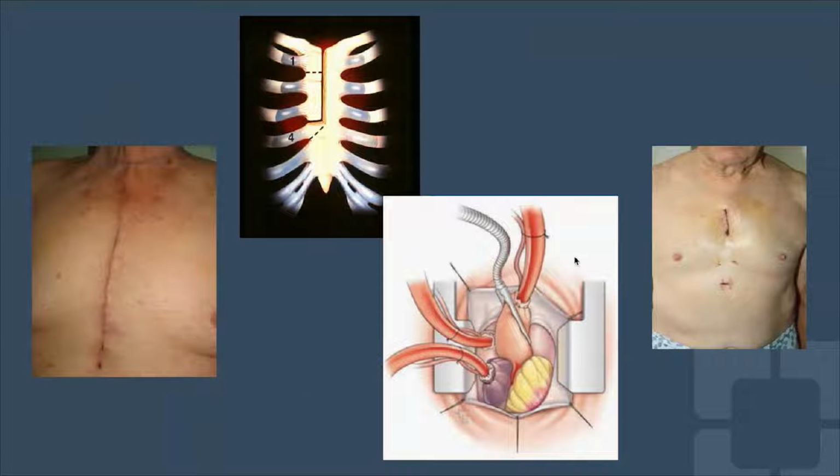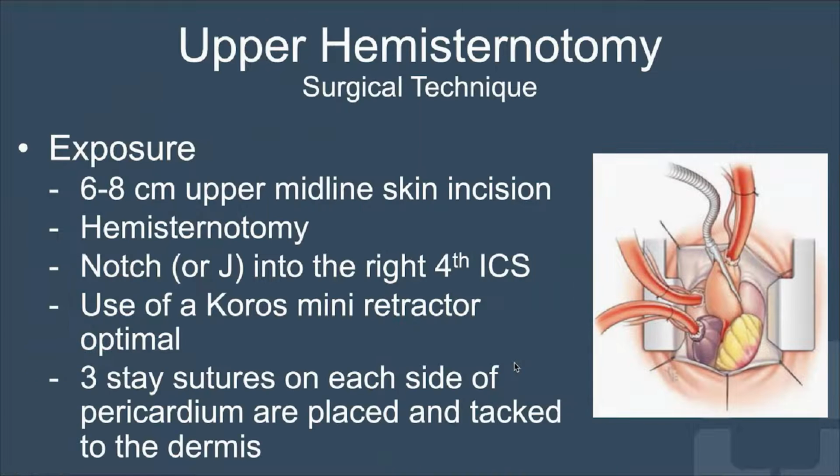And now the most common way of placing an aortic valve replacement is through a mini upper hemisternotomy, where we either go into the third or fourth intercostal space, through an upper hemisternotomy, and this still gives us enough exposure to be able to place the valve. The exposure is done through a 6 to 8 centimeter upper midline skin incision, hemisternotomy.